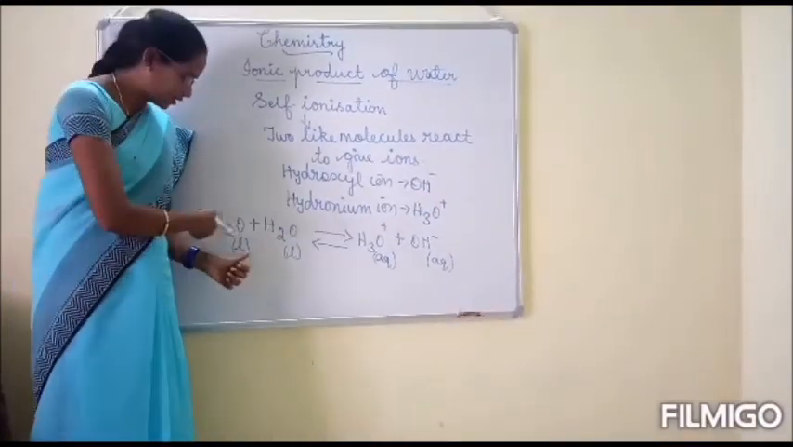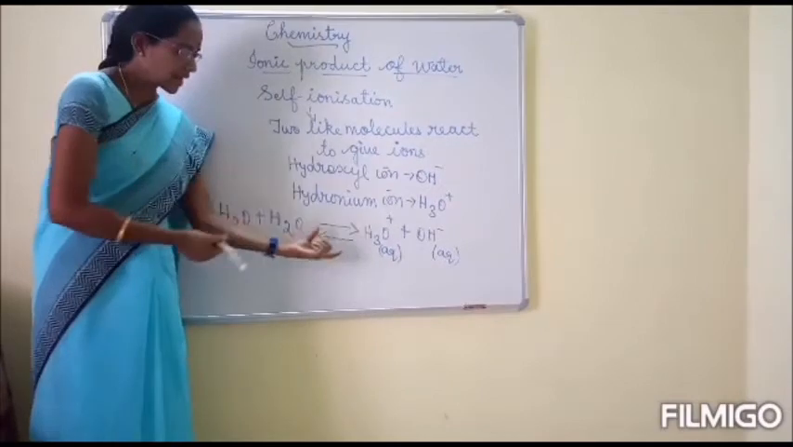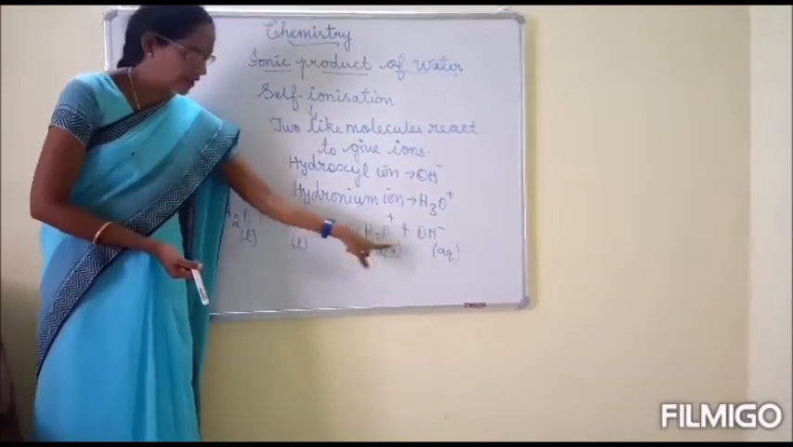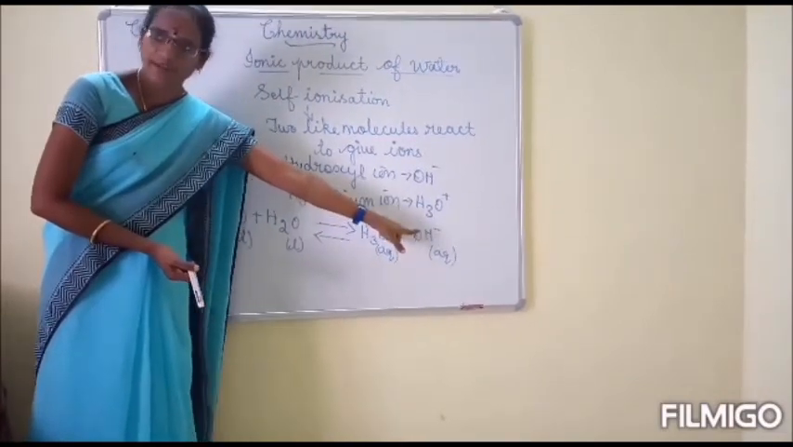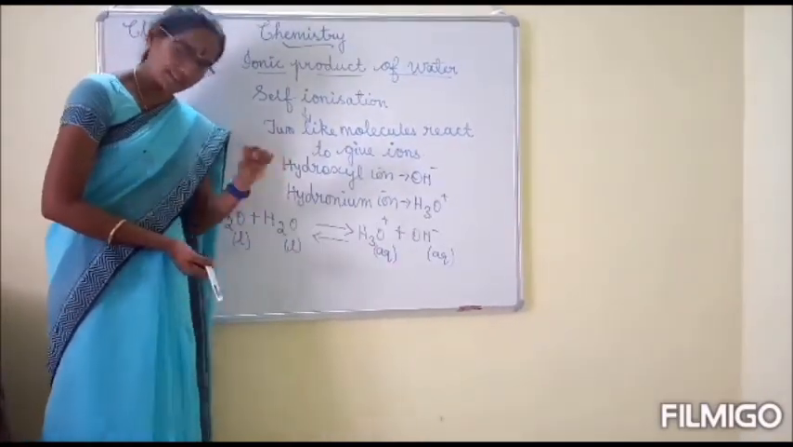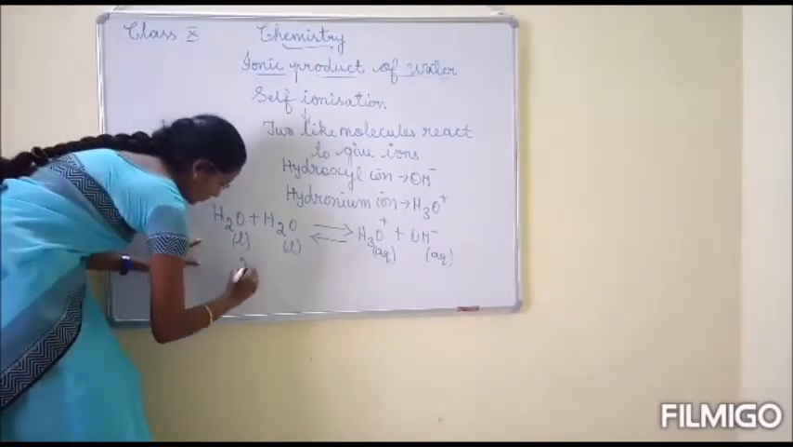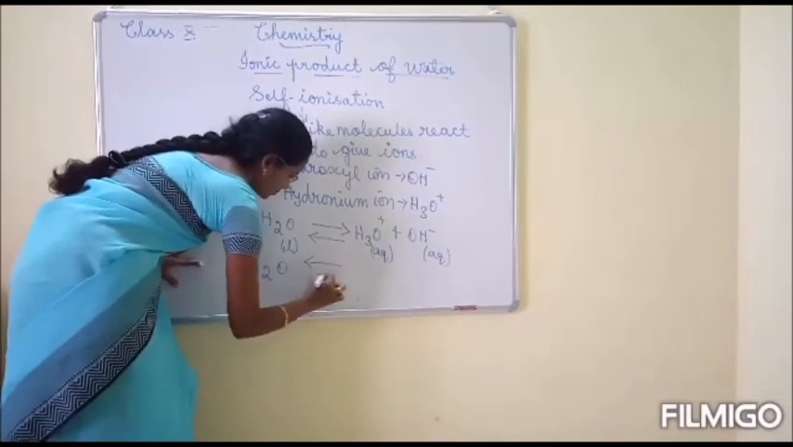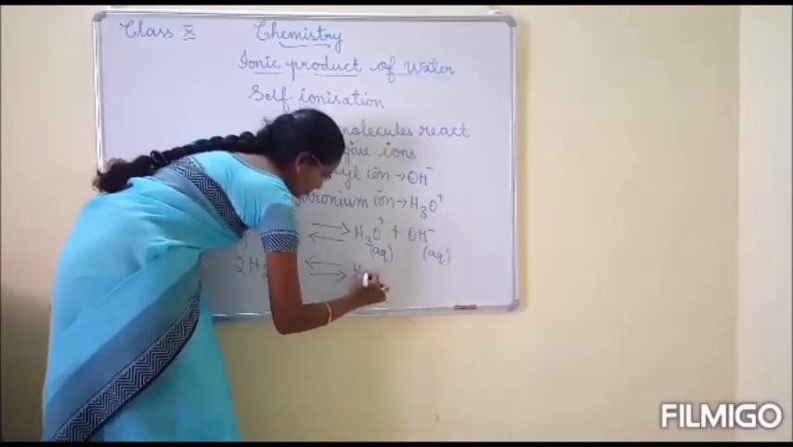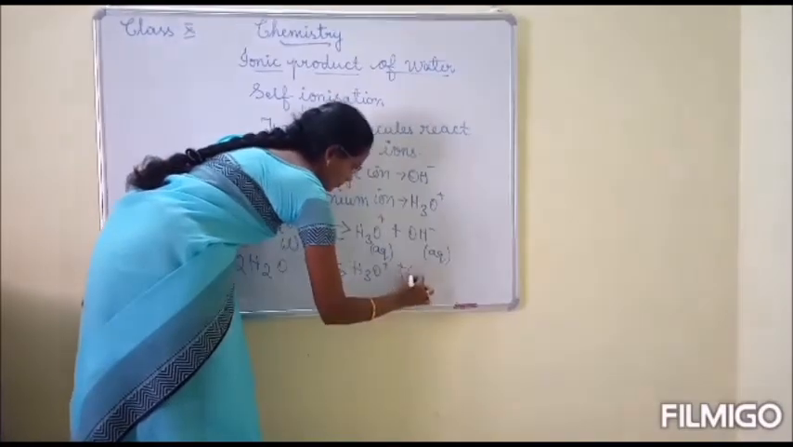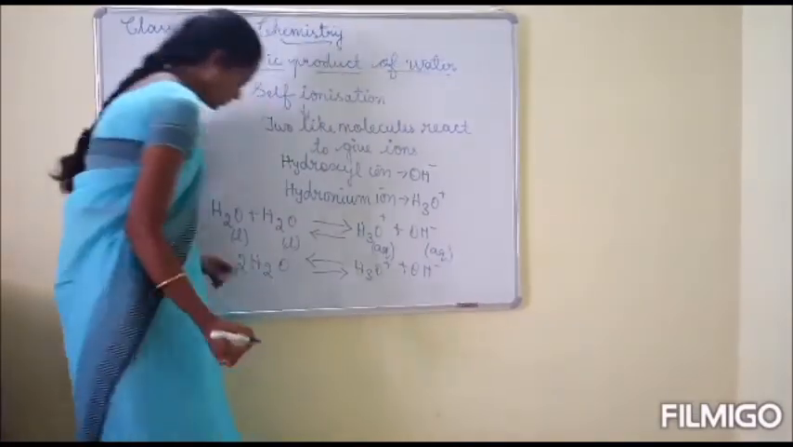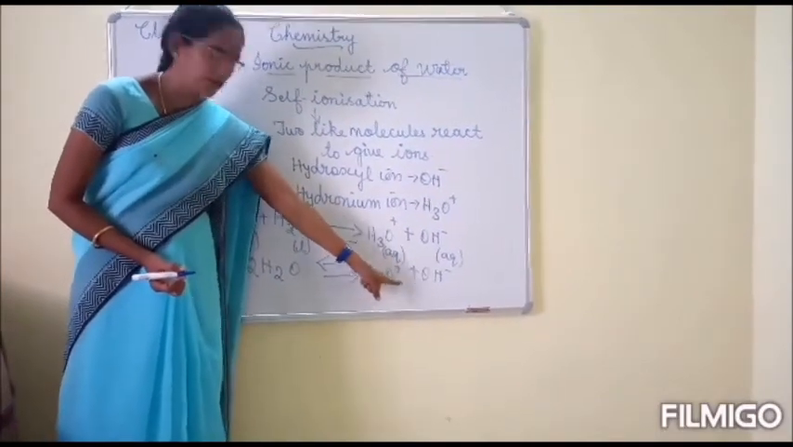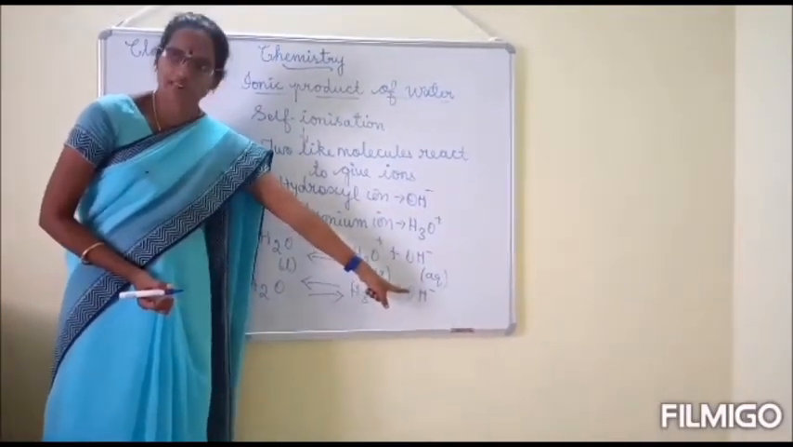So look at the board here. Two water molecules react to give ions, that is H3O plus, the hydronium ion, as well as the OH minus ion. This we can write in one more form also. 2H2O gives H3O plus, that is hydronium ion, as well as hydroxyl ion.